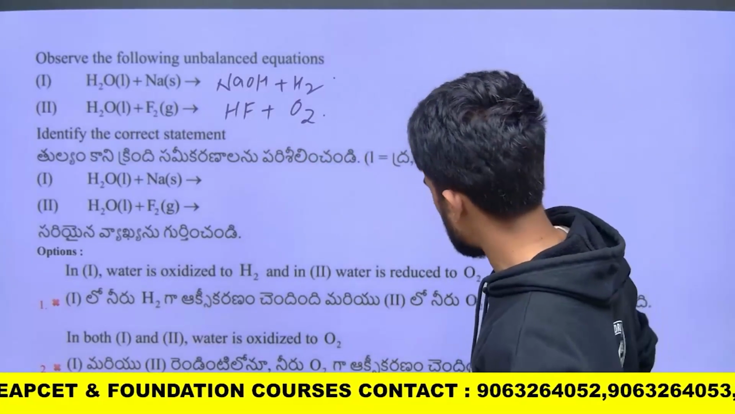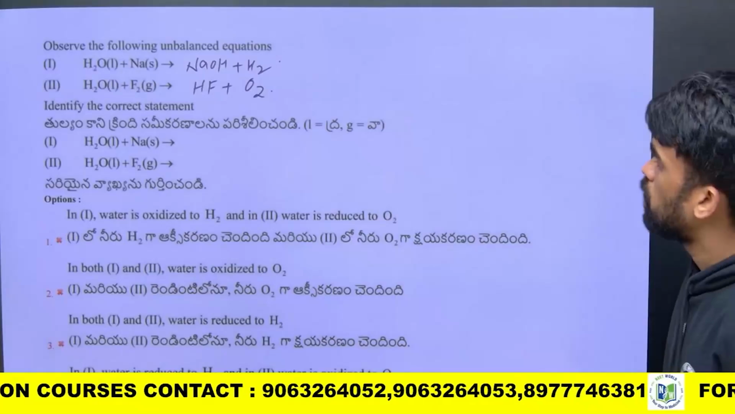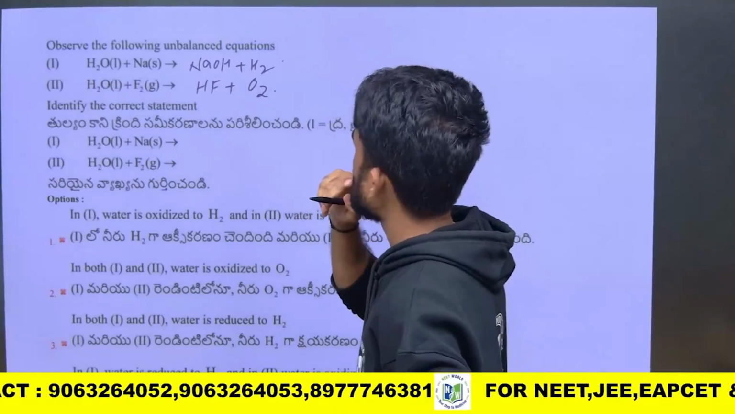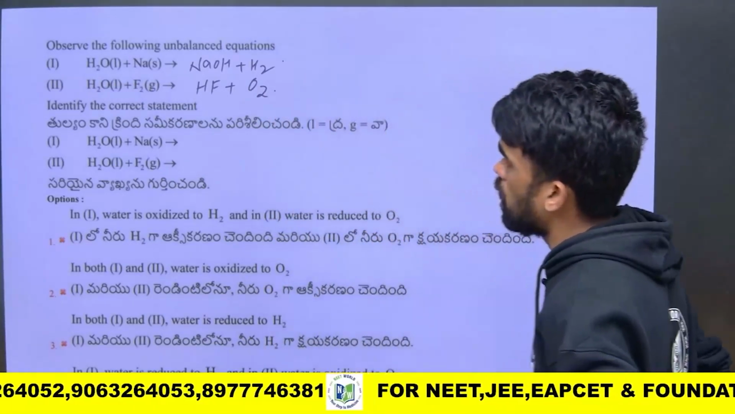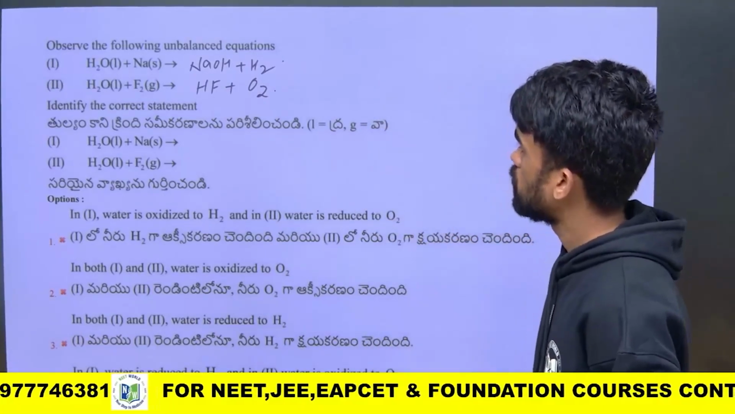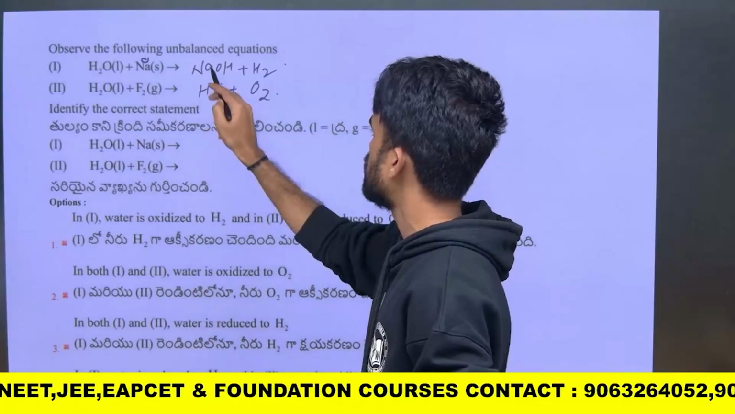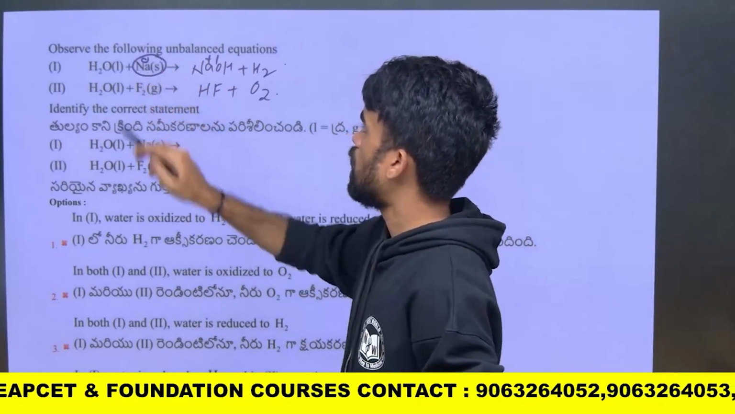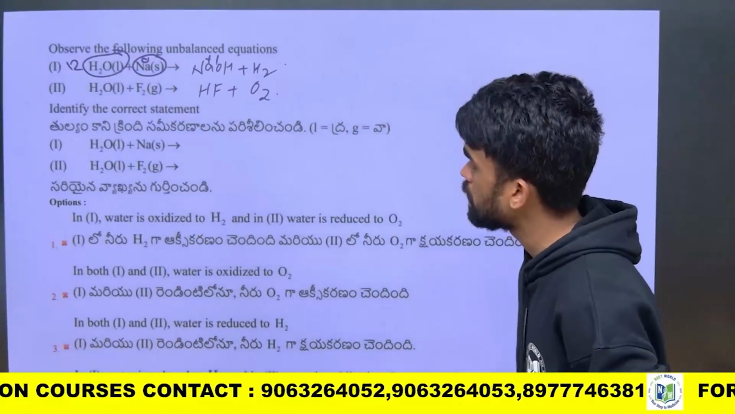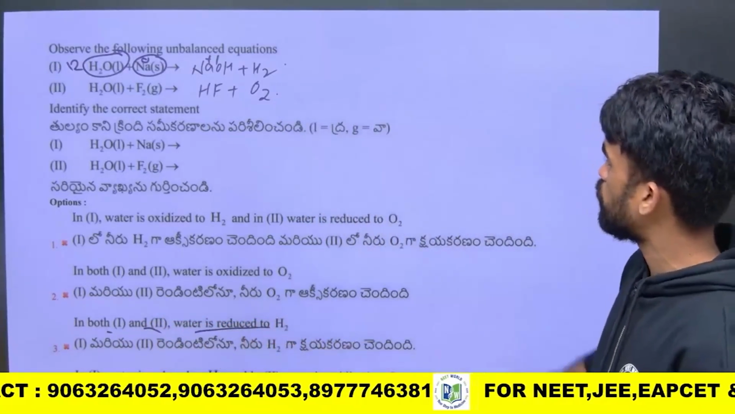Now let us understand what statements they have given. In one, water is getting oxidized. Is water getting oxidized or not? Let us check. Oxygen is minus 2 here, also minus 2 here, so oxygen is not getting oxidized. Water is getting reduced, and sodium is getting oxidized. Here it is 0, sodium in atomic form, 0 oxidation state, here it is plus 1. So sodium is getting oxidized and water is getting reduced. In the first process, water is getting reduced.